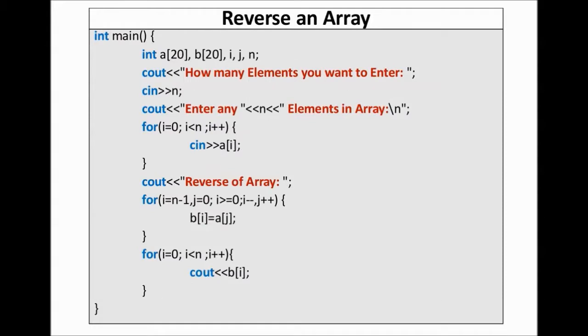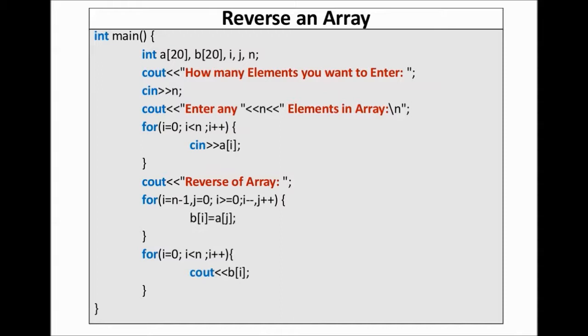To reverse an array, basically we need two arrays. So in our main program we declare two arrays, int a and b, and three variables i, j and n. Here each array a and b has the same size. First we write how many elements you want to enter, then we take the size and store it in the variable n. Then we use this variable to enter the values in the first array, and we use a for loop, i is equal to 0, i less than n, i plus plus, and then we enter values in the first array a.